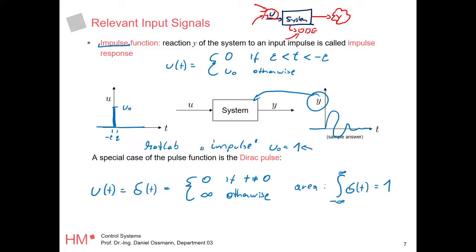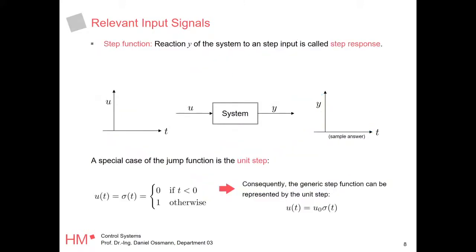Okay, even more important than the impulse is the step, right? So how does a step look like? It's also 0 for t smaller than 0, but it steps up or jumps, whatever you like, to a certain value, u0. It's actually discontinuous, but for t larger than 0, it's basically a constant. And this kind of makes sense to test your system also with something constant.